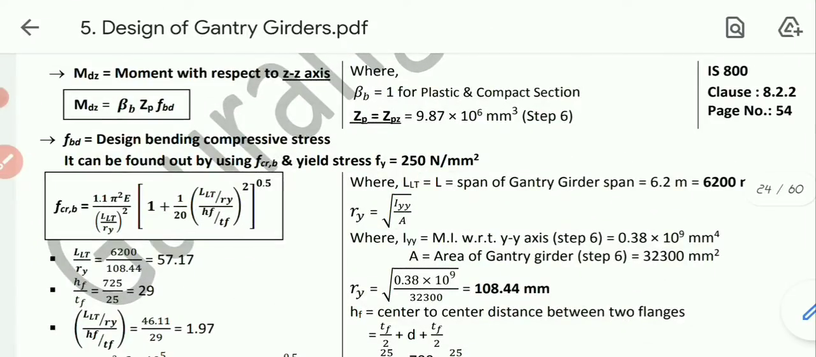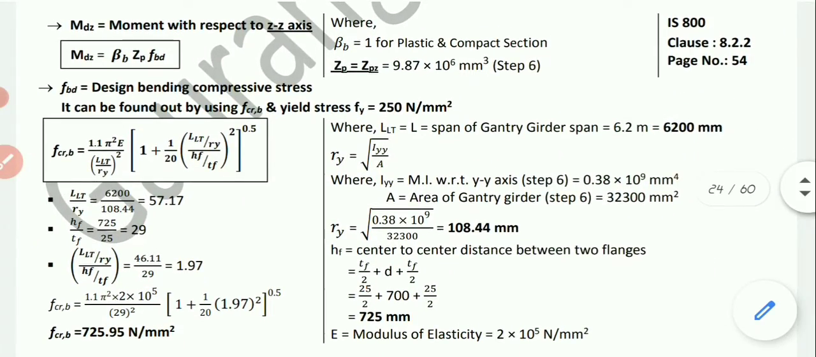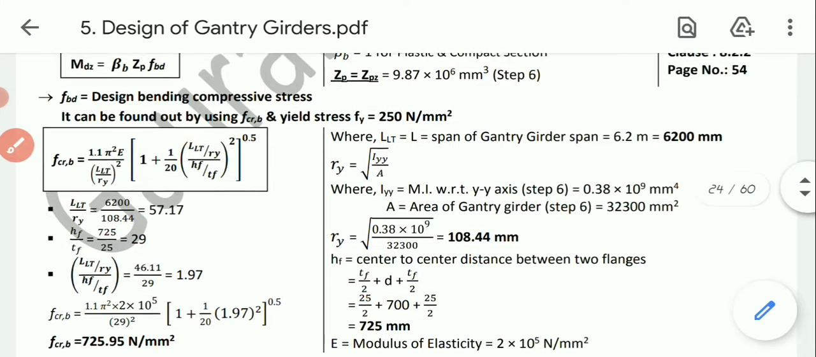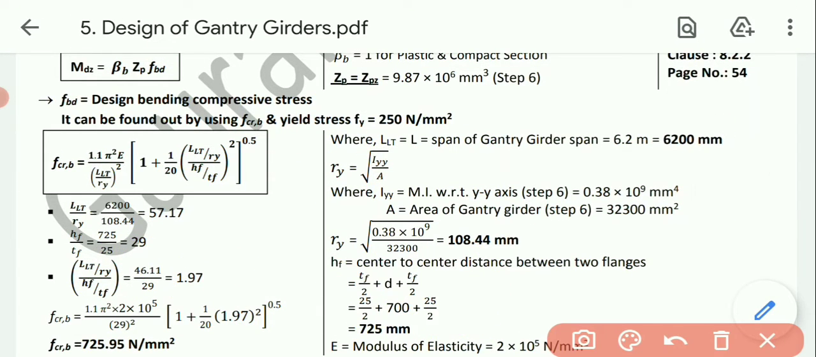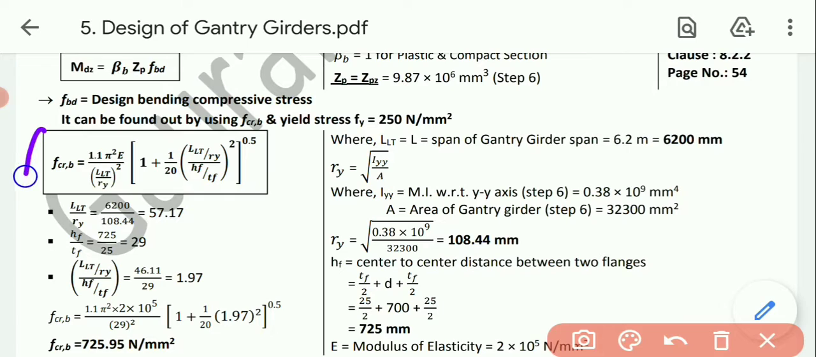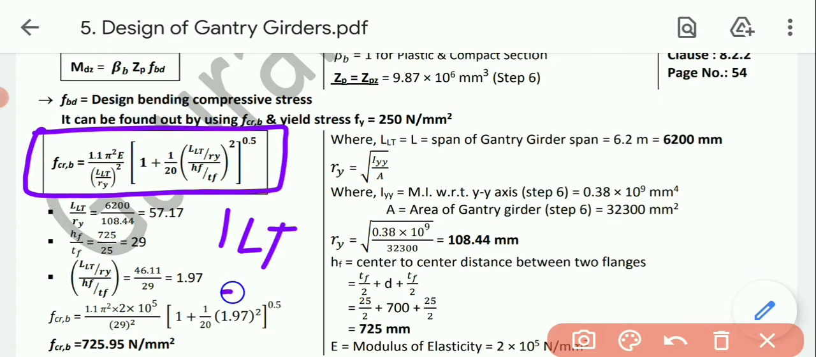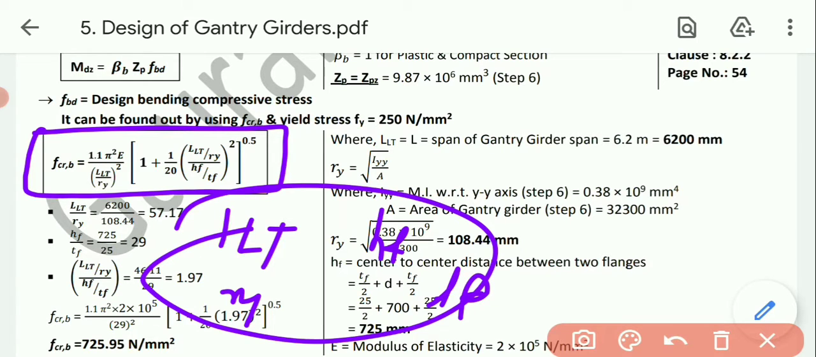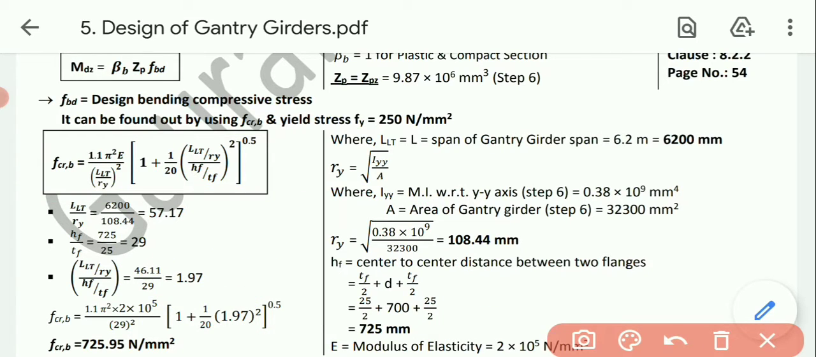Let's go back to the design. Now our formula stands for, as I told you, beta b zp fbd. We have the value of beta b and zp, beta b into zp equals zpz, that is this one. Now in order to calculate fbd, first of all we need to calculate this value fcrb. Now talking about the unknown parameters: first of all LLD will be unknown, ry will be unknown, hf unknown, tf unknown. These are the unknown parameters which we need to solve. So first of all let's solve the unknown parameters.